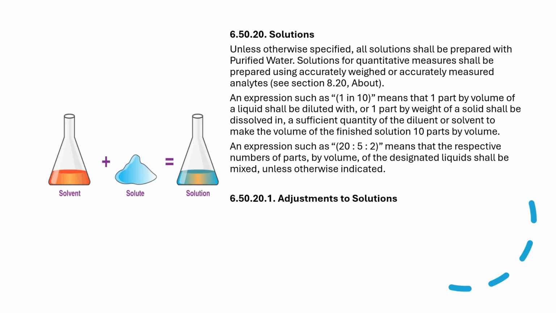Now the next section is 6.50.20.1, that is adjustment to solution. Adjustment to solution shall be performed as specified in the procedure to achieve the required concentration or conditions, right.